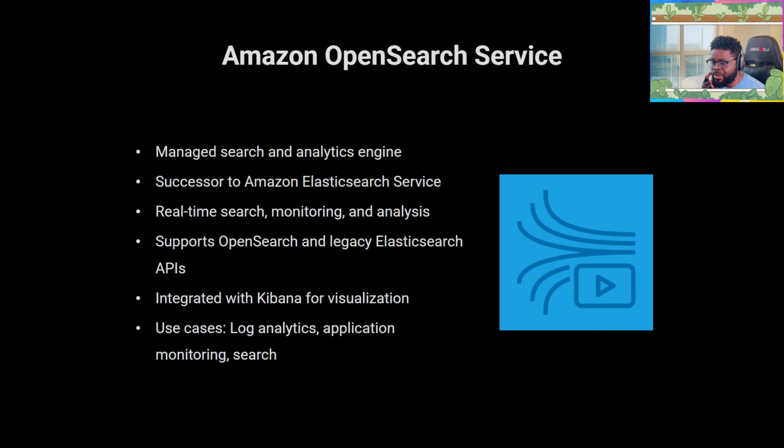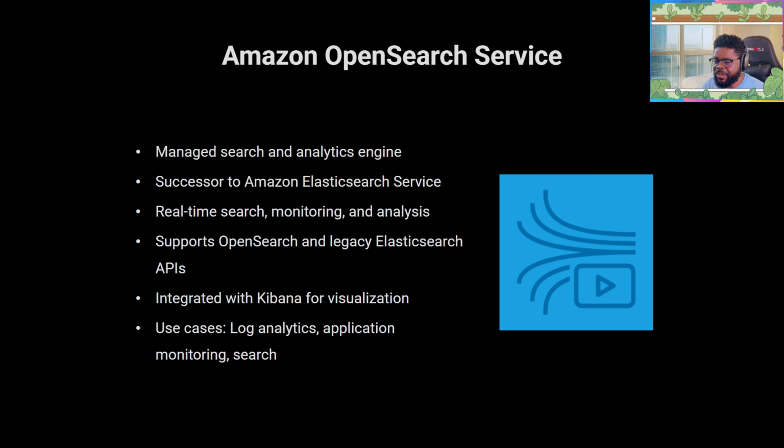It's called Amazon OpenSearch Service, a managed search and analytics engine, obviously the successor to Amazon Elasticsearch Service. It used to be called Elasticsearch Service, but now it's OpenSearch, right? So real-time search, monitoring and analysis. It's basically a database, just a store for your search needs, right? It supports OpenSearch and the legacy Elasticsearch APIs.